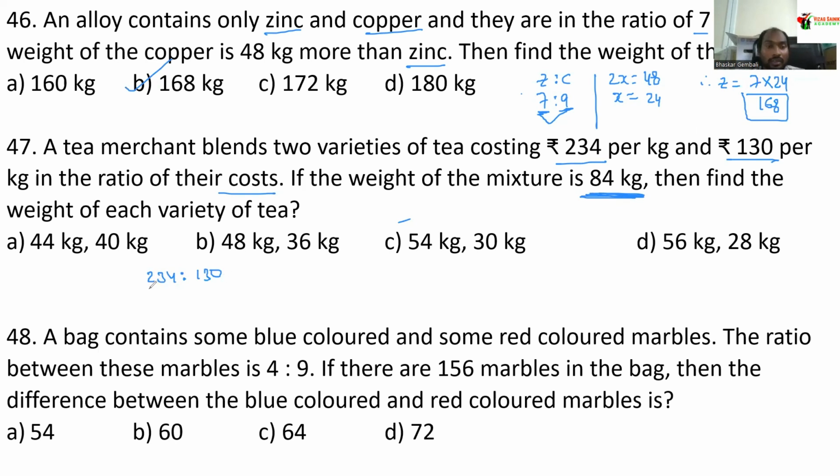234:130, let's divide by 2. That gives 117 and 65, and both come in the 13 table. 13 × 9 is 117, 13 × 5 is 65. How many parts in total? 9 + 5, 14 parts. So 14 parts is the 84 kgs given. If 14 parts is 84 kgs, each part is 84/14, which means 6.